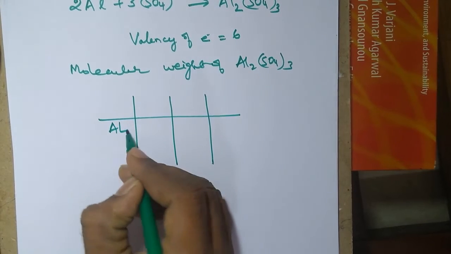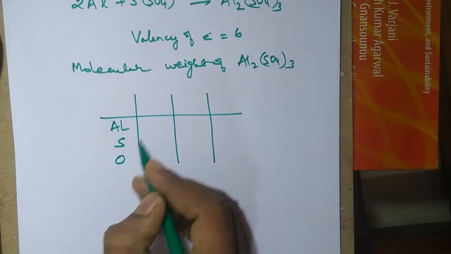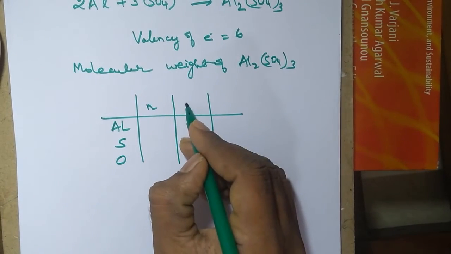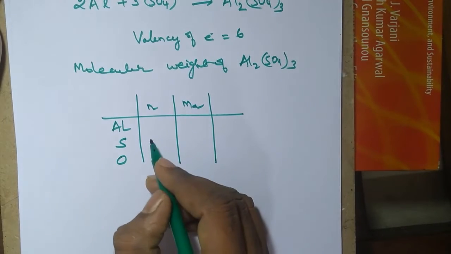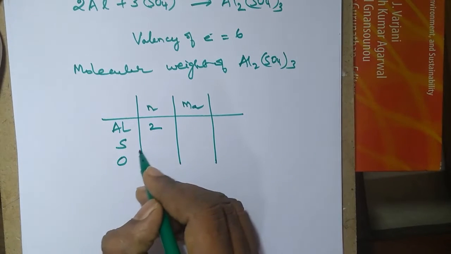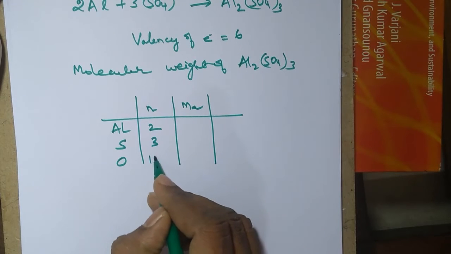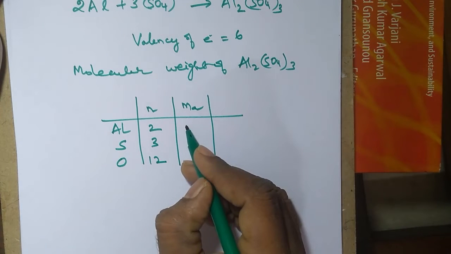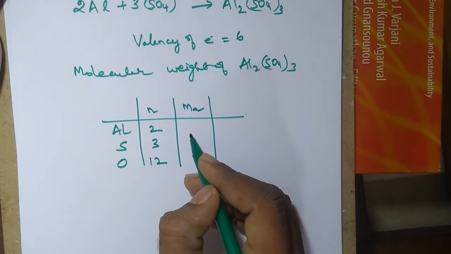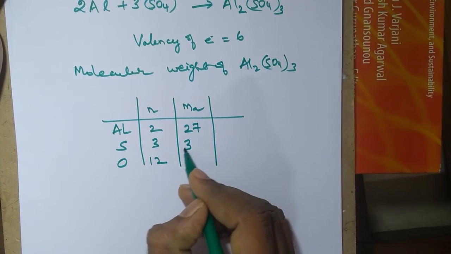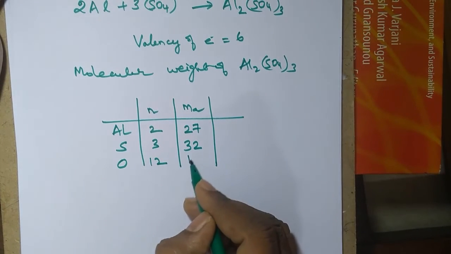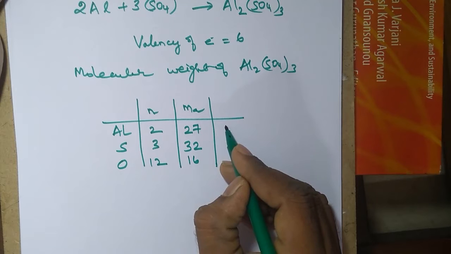How many aluminium atoms are there? Let the oxidation state of Mn be x in KMnO4: 1 plus x plus 4 times oxygen minus 2, which is 4 times minus 2, equals 0. So we get x equal to 7.